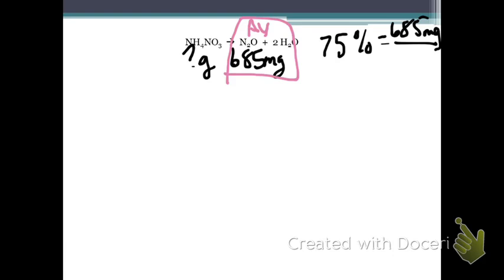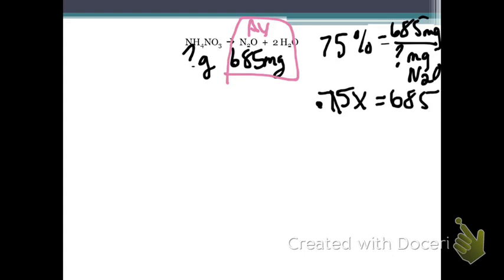That's milligrams of N2O. I need to figure out how many milligrams of N2O were theoretically produced to give me a 75% yield. Solve for x: 0.75, because you got to divide by 100, times x equals 685. If you divide by 0.75, x is equal to 913. And remember, since the units are the same, this is milligrams of N2O, not grams of NH4NO3 like the question wants. Most times when I ask students to do this problem, they stop prematurely, not watching their units.